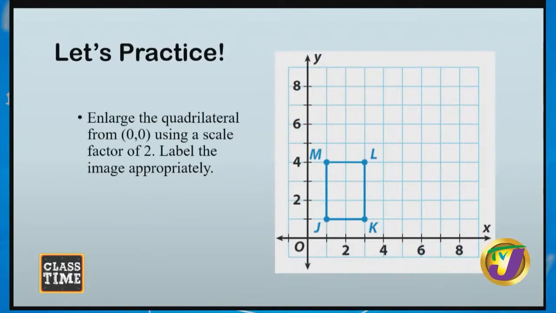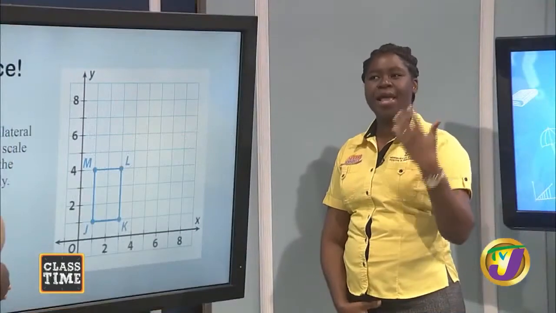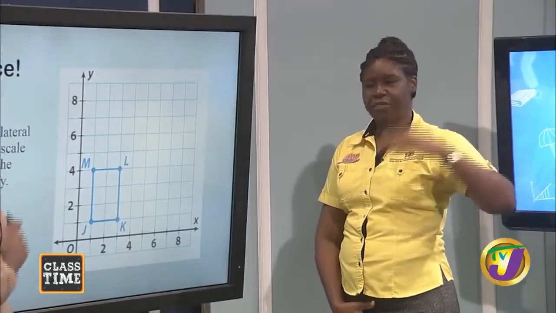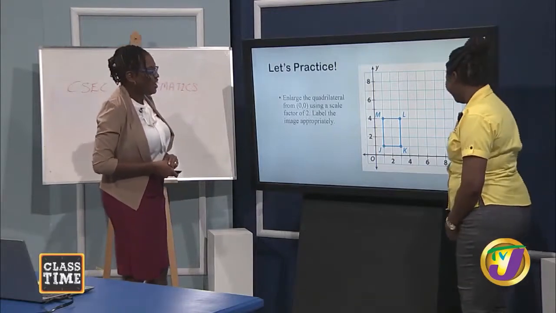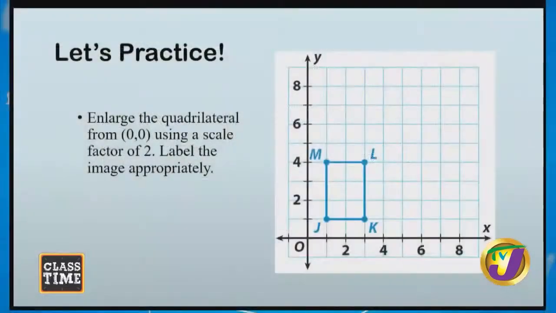Center, which is (0, 0). And the scale factor in this case is going to be 2. So the scale factor is 2, greater than 1. I know that my image is going to be larger, 2 times larger, in fact. That is true. All right, so again, we start off with the first letter in alphabetical order.